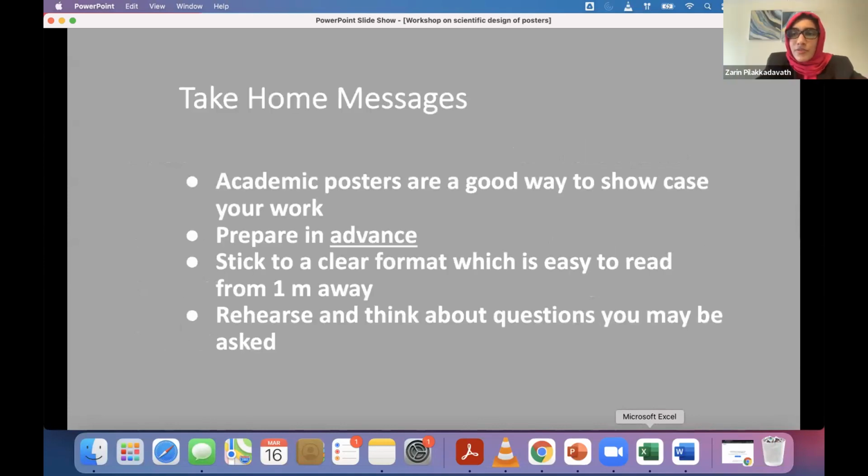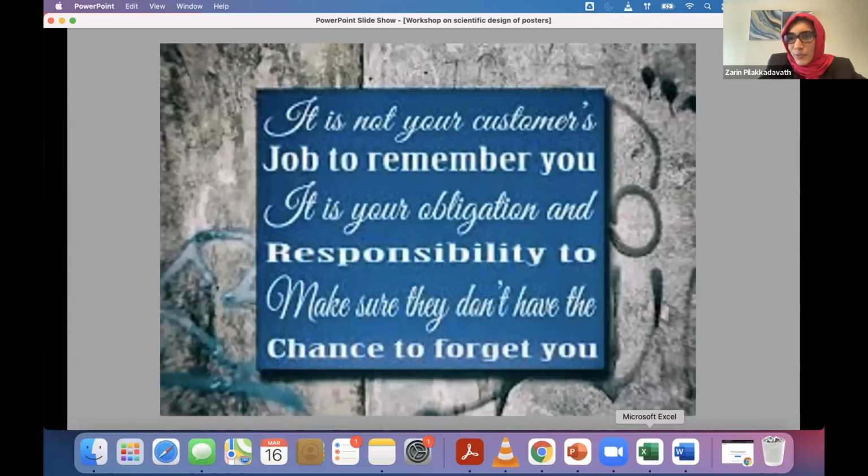So the take-home messages mainly for the content of your poster would be: your academic poster should be an advertisement of the research work that you have done, and prepare in advance. That is really important. Stick to a clear format which is easy to read, rehearse in front of your colleagues and mentors, answer their questions and get their feedback, and also think about the questions you may be asked. So now I hand over to Dr. Serin and Dr. Akshay for the designing part.